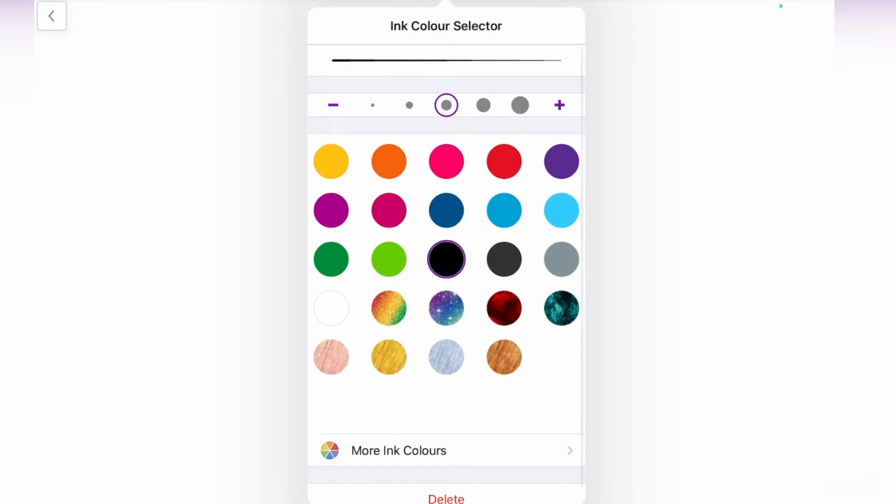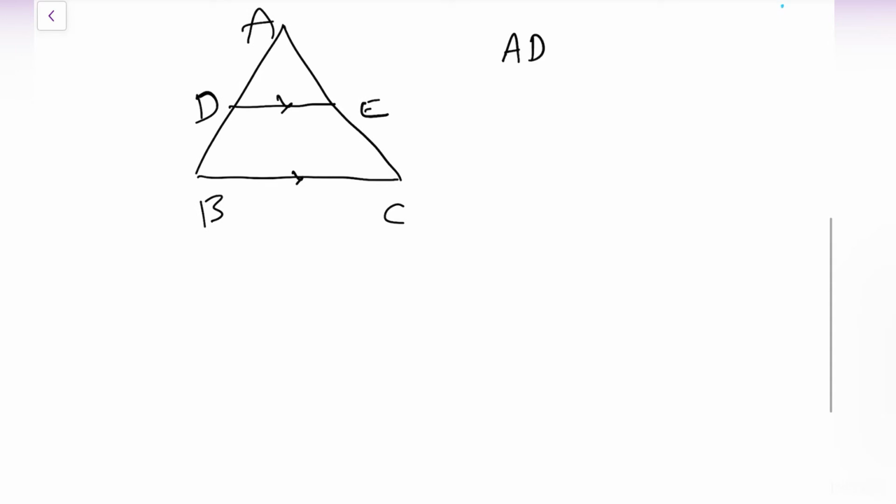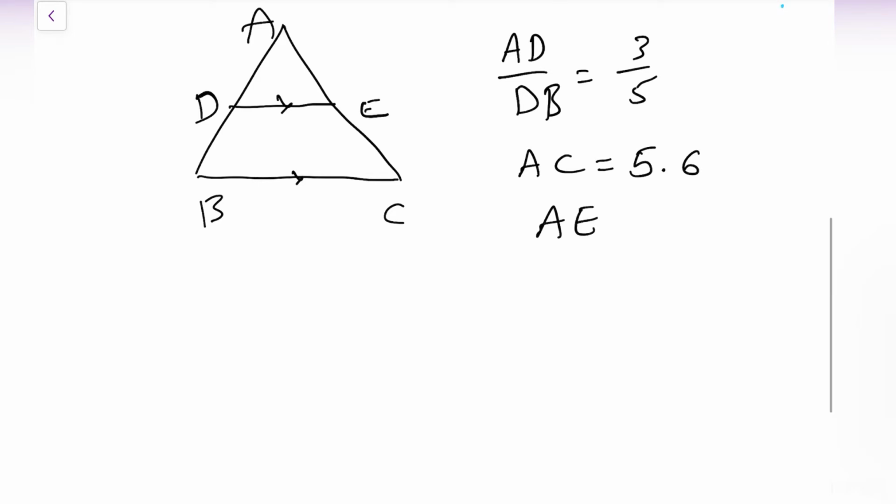Next type of question. In this question, they will give you one triangle, say ABC, and one line DE which is parallel to BC. It means the DE line and BC line are parallel to each other. And they give AD by DB equals 3 divided by 5 and AC equals 5.6. Then find the value of AE. This is exactly given in the question.